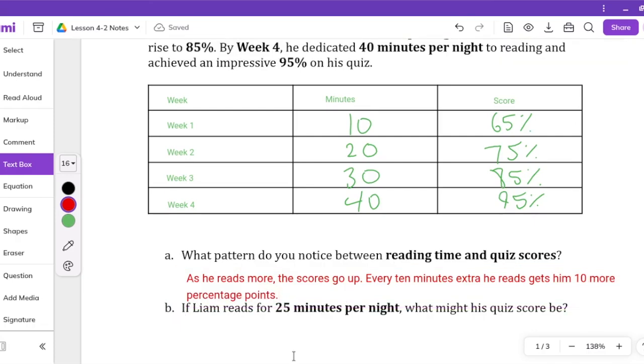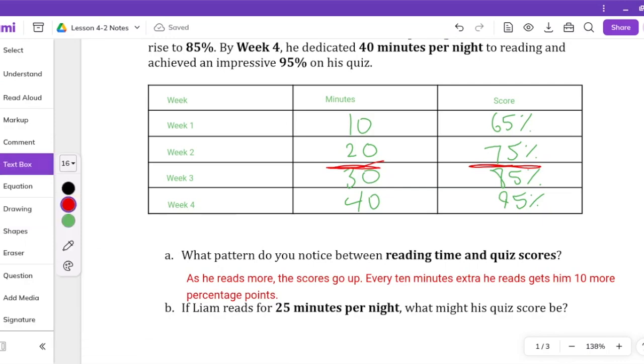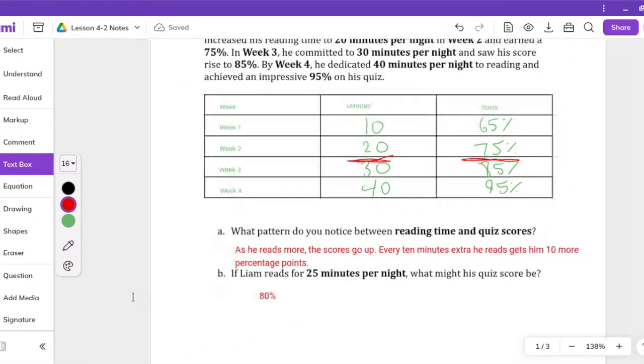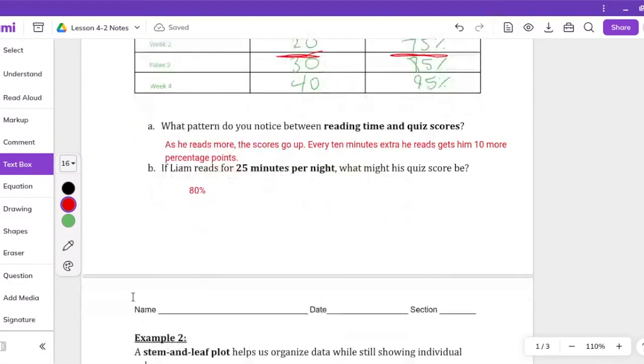So if he reads 25 minutes a night, what can we expect his score to be? Well, for 25 minutes, that would be like right in here between those two. So halfway between 75, if it's 10% for every 10 minutes, that would be a percent every minute that he reads. Or 25 is halfway in between 20 and 30. So halfway in between 75 and 85 would be 80%. Okay. Again, much easier to analyze this data when you put it into a table.